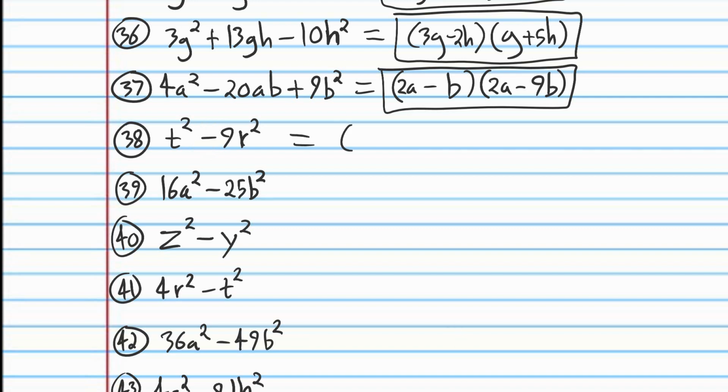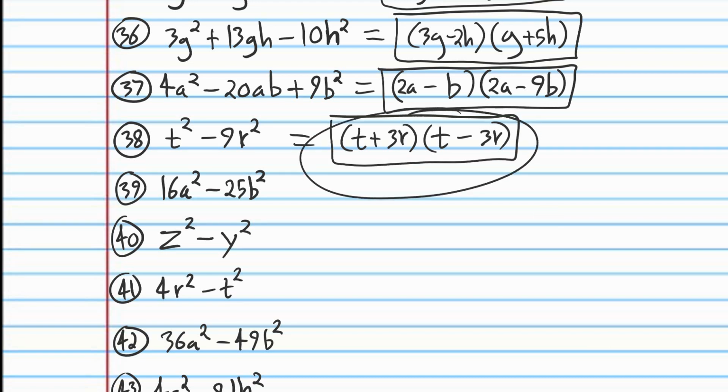So we just write two pairs of parentheses, t and t, and then we have to figure out what number times itself is 9, so that would be 3. But then there's an r squared, so we just put r's. And of course, because it's the difference of two squares, we just write a plus and a minus. Now, if you're not sure if it's going to work, just FOIL this back out. And if you get to this expression after you simplify, then you know you did it correctly.